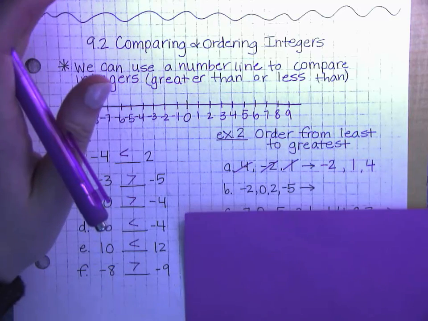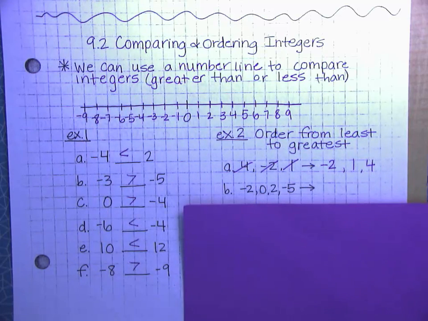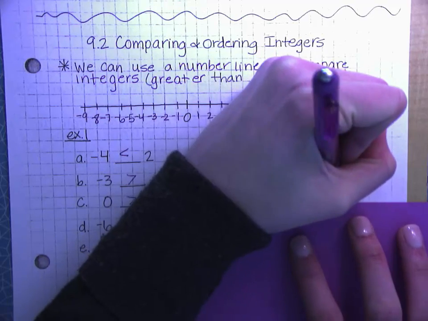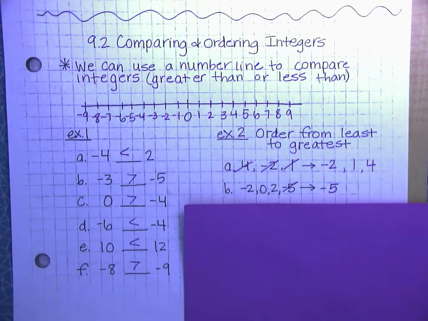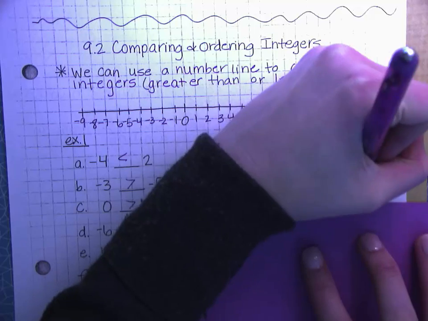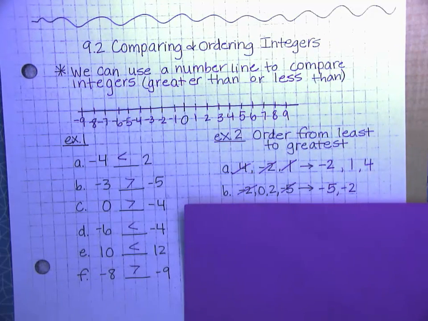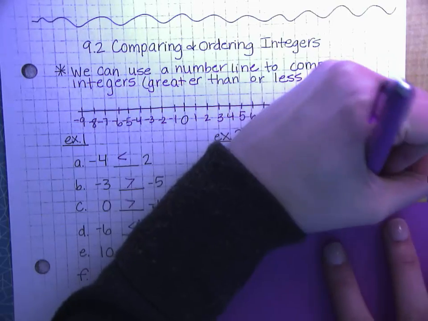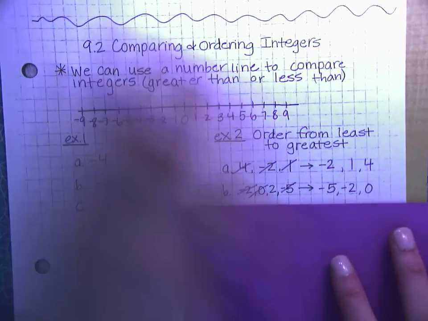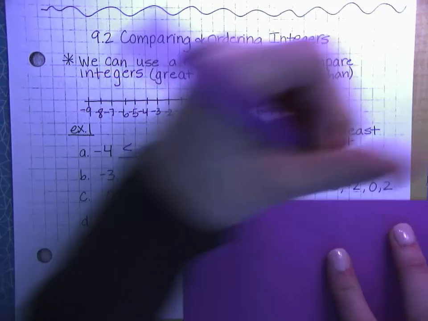Okay, let's look at the next one. We've got -2, 0, 2, and negative 5. Miller, what's going to come first? What's the smallest number we're working with? Yeah, negative 5 is going to go first. What's going to come next? Negative 2. After negative 2, it's going to be 0. And what's our greatest number? 2. Good.